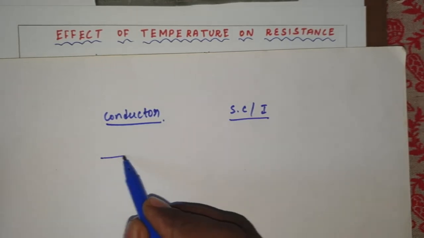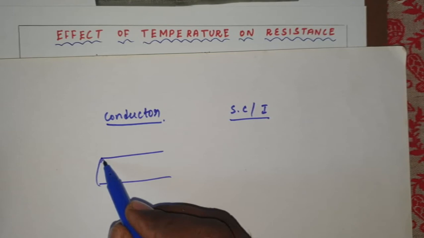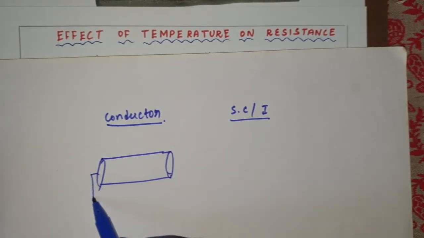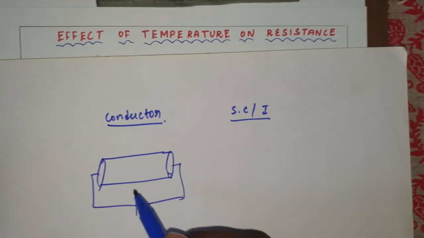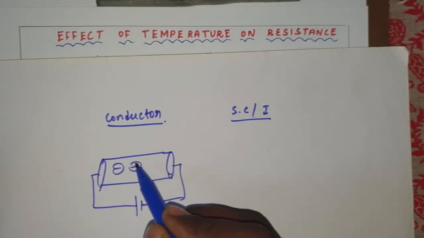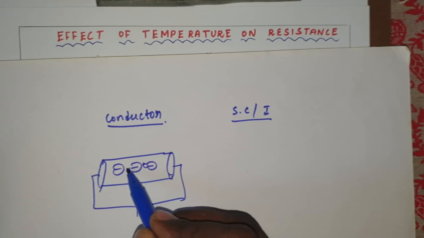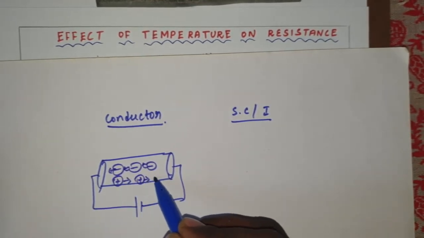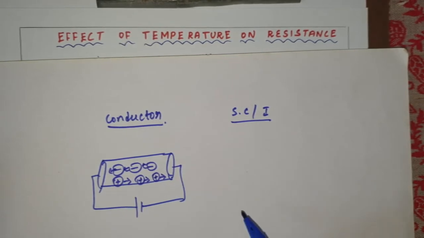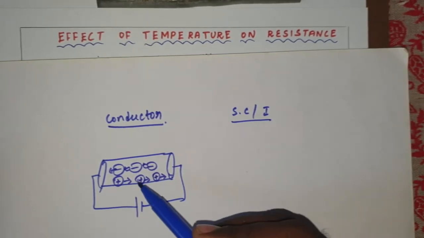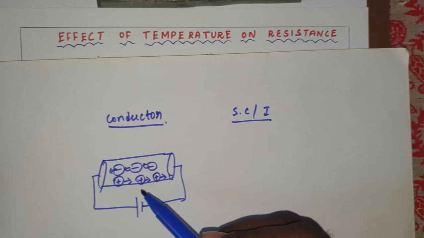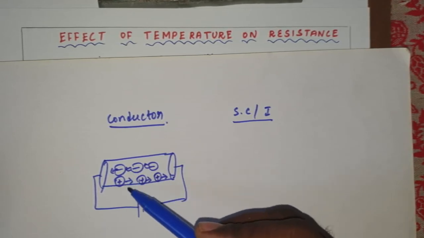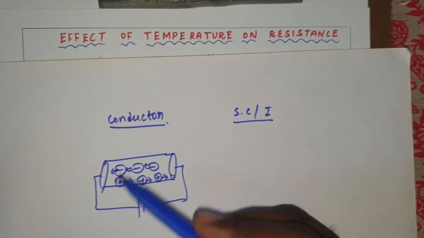Why? Because initially, in a conductor, there is a large amount of free electrons. So when the current is flowing, the electrons will be moving in a proper path. Similarly, protons also will be moving in a proper path. But when I am increasing the temperature, what will happen? You know that when you are boiling water, the molecules start vibrating. Similarly, the molecules inside this conductor will start vibrating. They will move up and down.